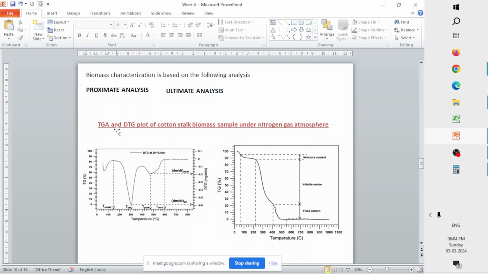In the case of proximate analysis, since it is more towards understanding the physical properties of the biomass, one of the ways to calculate the percentage of volatile components or the percentage of moisture present in your biomass is the TGA technique. So TGA technique, does anybody have an idea of what TGA actually is?